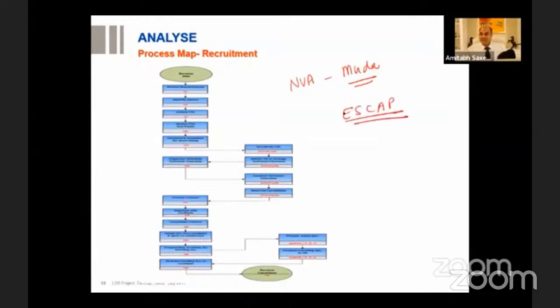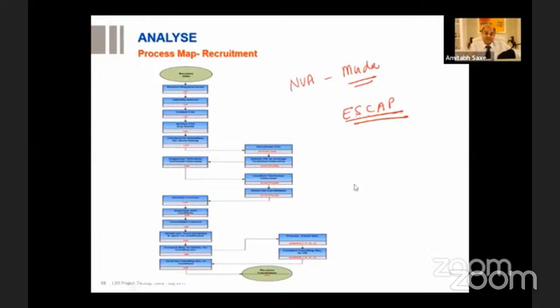Ask these 5 questions. Can I eliminate? Can I simplify? Can I combine? Can I automate? Can I make it parallel? The escape video has been sent to you. You can always watch that later on, how to do it. I have given a very good example also, which we actually applied in one of the HR processes of a petrochemical company. We did that. So I have given that example also there. You can use an escape technique.